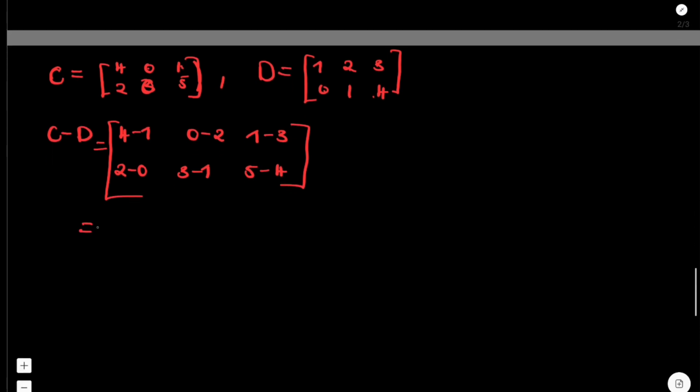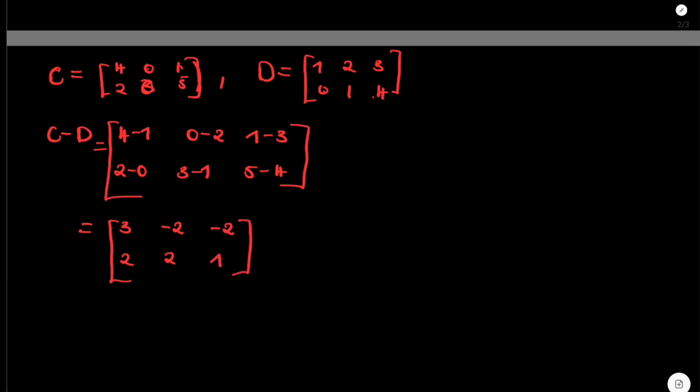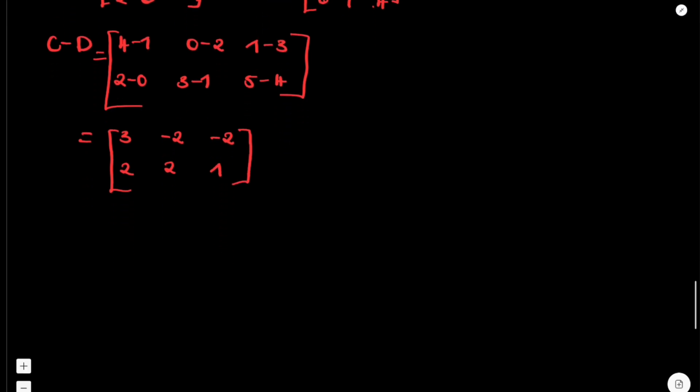So now we can clearly simplify. 4 minus 1, that is 3. 0 minus 2, minus 2. 1 minus 3, still minus 2. 2 minus 0, 2. 3 minus 1, 2. And 5 minus 4, which is 1. So this is simply it.